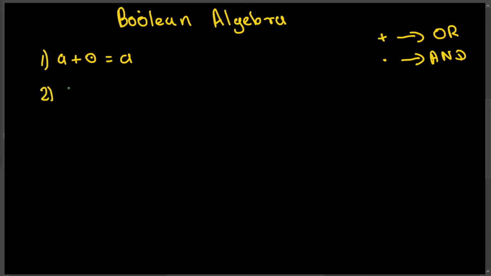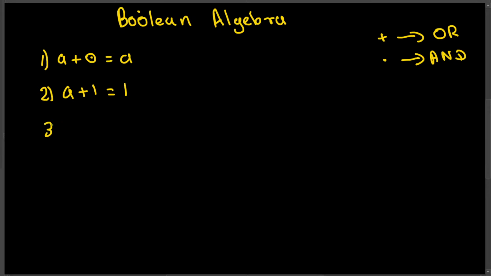Now let's look at this one. A plus 1, that is 1. In OR gate, if you have a plus with 1, like if you have plus 1 at any point, the whole thing is going to be 1. So here it doesn't matter what a is. A can be 0, a can be 1. So anyway, it's going to be 1.